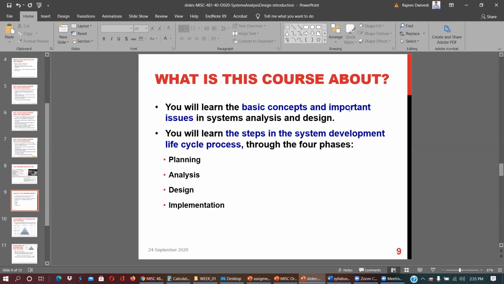You will learn the basic concepts and important issues in systems analysis and design in this course. You will also learn the steps in the system development life cycle, which are planning, analysis, design, and implementation. So these are the four important things.